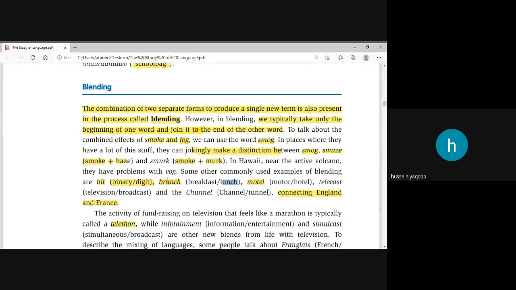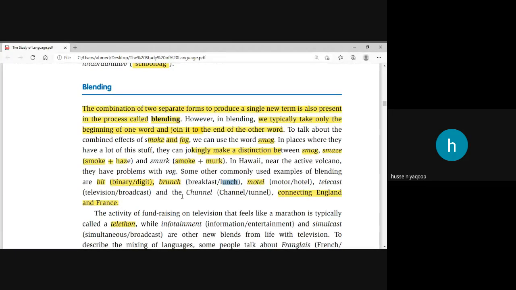So here we have some people who have their own first breakfasting, which is brunch. Motel, which came from motor and hotel. Telecast from television and broadcast, and so on. Now, it is okay to be familiar with one.